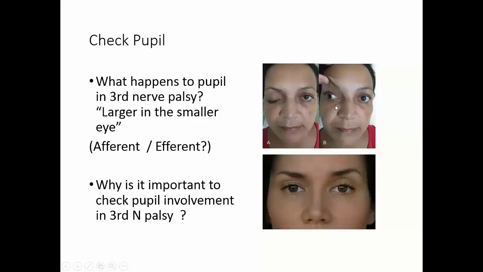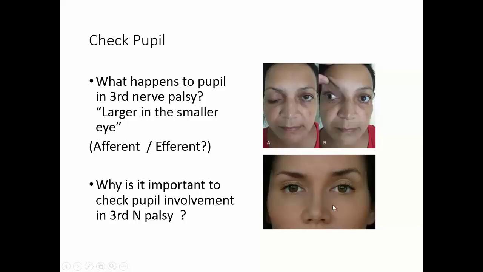The top picture shows an elderly lady who is diabetic and hypertensive coming with complete ptosis, and when you lift the lid up, you can see that the eye is laterally deviated and there is a complete third nerve palsy here. But the pupils are equal.